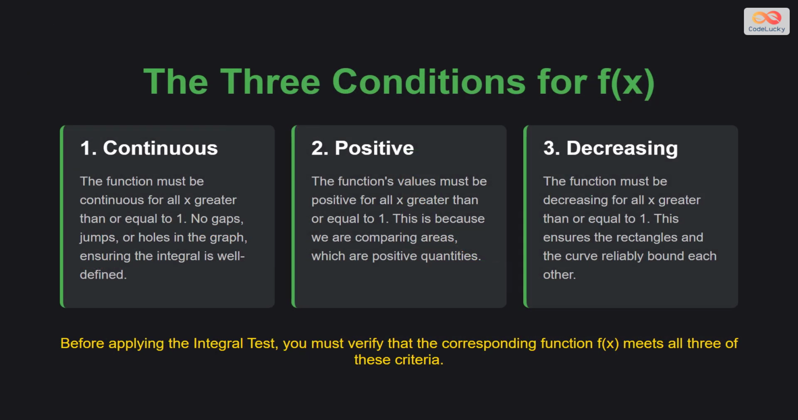Before we can use the integral test, our function must meet 3 important conditions for all values greater than or equal to 1. First, it must be continuous, meaning it has no breaks or gaps. Second, it must be positive, so we're dealing with positive areas. And third, it must be a decreasing function, ensuring the visual comparison between the rectangles and the curve is reliable.